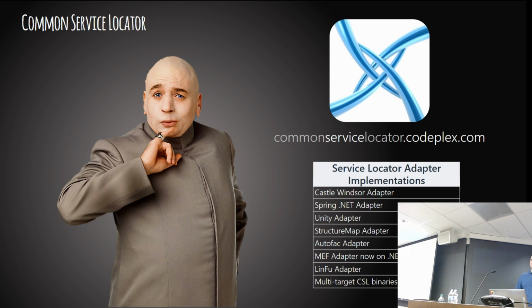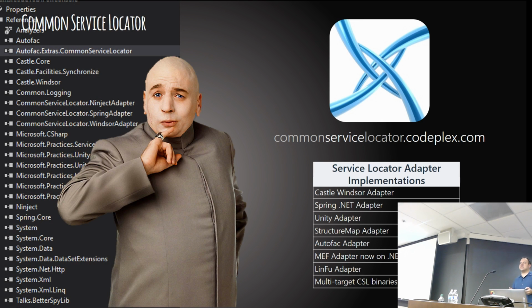So let me talk about the idea. The one thing that Common Service Locator has is it's essentially not an implementation of a container. It's an interface that other containers can create adapters for. So for example, there is an AutoFac adapter for Common Service Locator. There is an adapter for Unity. There is an adapter for Structure Map.